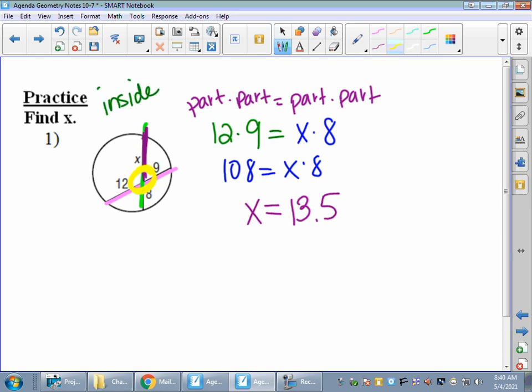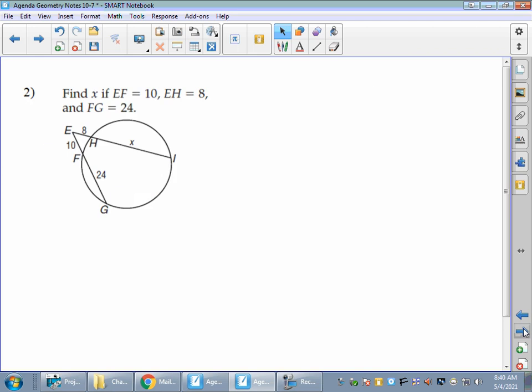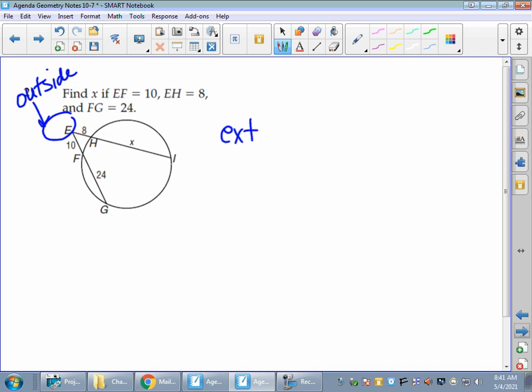All right. So next example, find x if segment EF, already labeled as 10, EH is 8, FG is 24, and I've got that x on HI. So notice I've got two segments. They happen to be secants. They are intersecting outside here at point E. So this is where I'm going to do exterior segment times the whole equals exterior segment times the whole.